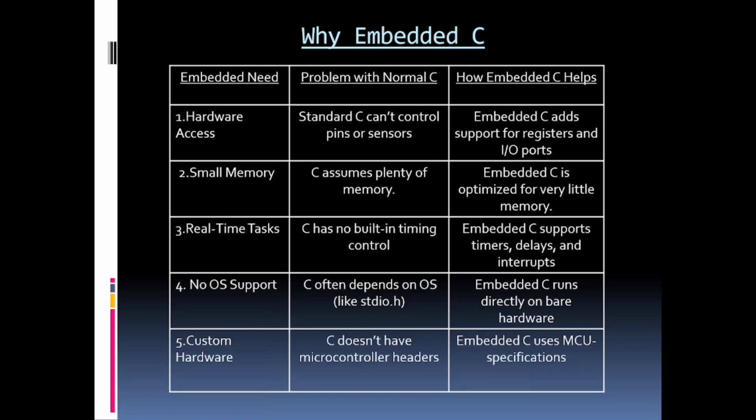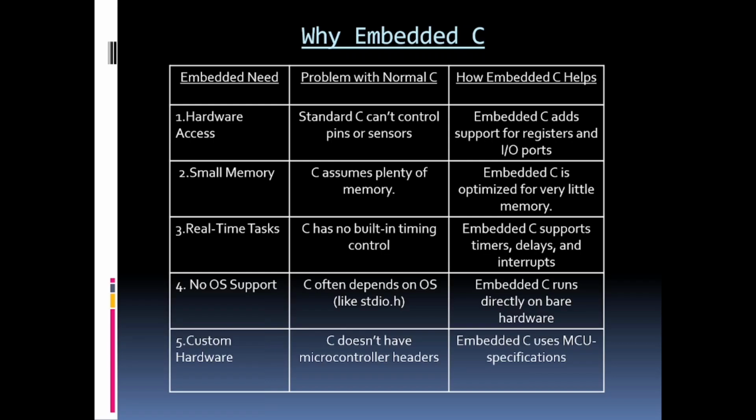Why embedded C? Why do we need embedded C? First one, hardware access. We need to control hardware pins, sensors, and peripherals directly. But there is a problem with normal C. That is, standard C can't control I/O ports or pins directly. It was designed for desktops, not hardware. How does embedded C help? Embedded C provides support for registers and input output ports, letting us turn devices on and off or read inputs directly from the pins.